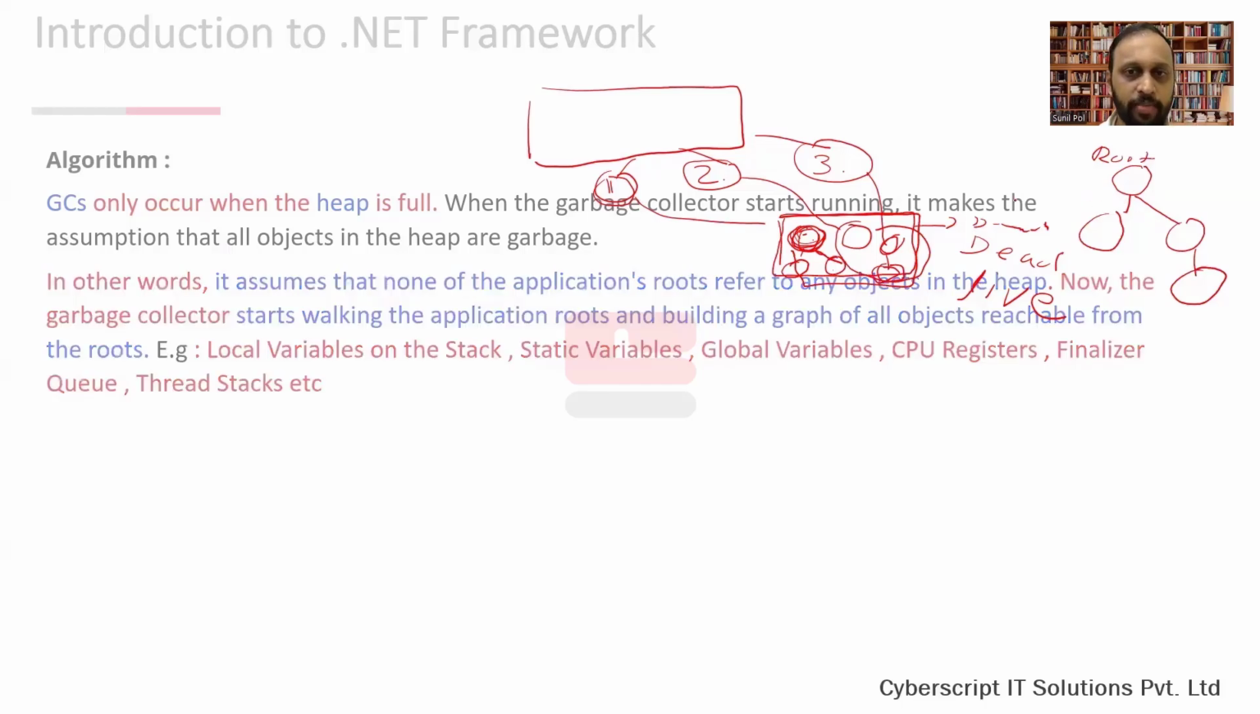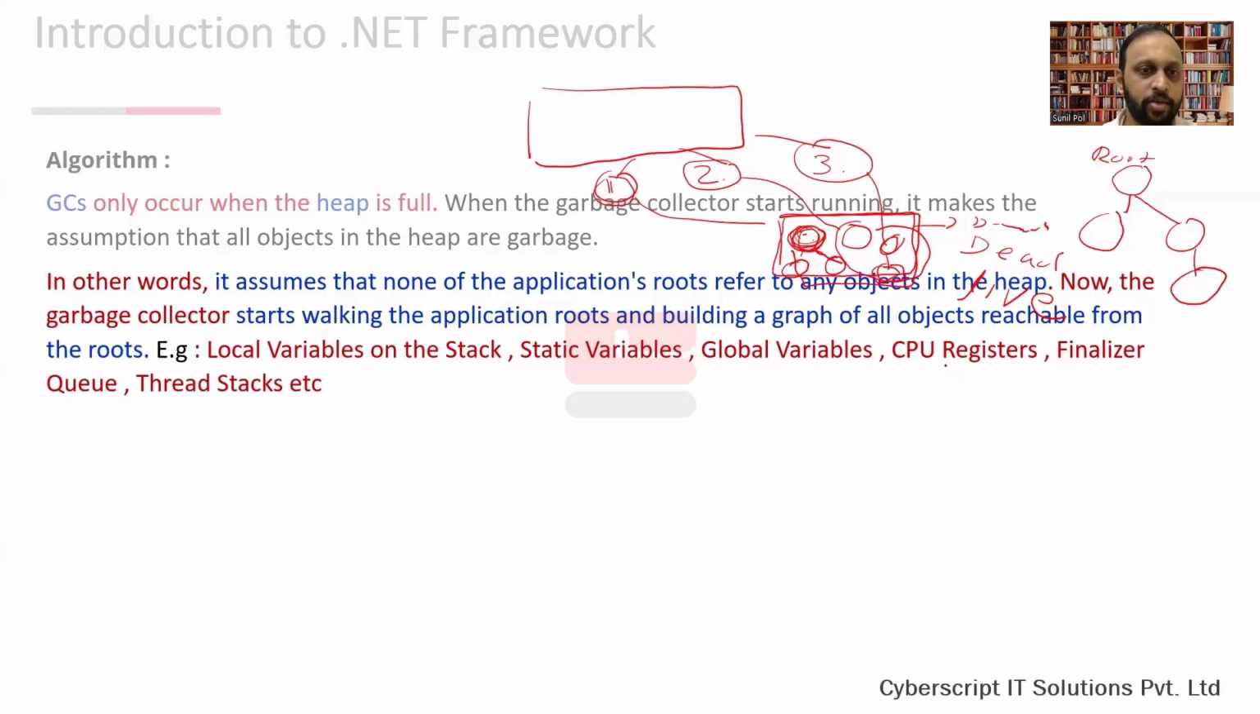So what are the different types of application roots? Local variables on the stack, global variables, CPU registers, the finalizer queue, and thread stacks are considered application roots. The application roots are the entry points for the garbage collector to check whether the objects in the managed heap are referred to by any application root or not.